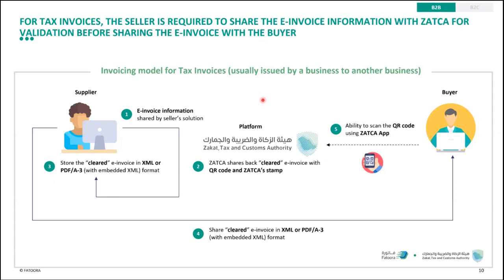So for the first model, which is the standard invoice, business to business or B2B, first of all, the supplier would need to generate the invoice. The invoice needs to be shared with the ZATCA platform. ZATCA is going to clear the invoice, meaning that we're going to run some validation, and then we're going to stamp the invoice for you, and then we're going to generate a QR code for you to be printed on the invoice, and then share it back with you. Once it is cleared, you need to store this cleared invoice in your systems, and only then you can share it with your buyer. Sharing it depends on how you agree with the buyer. However, it has to be compliant with ZATCA format.